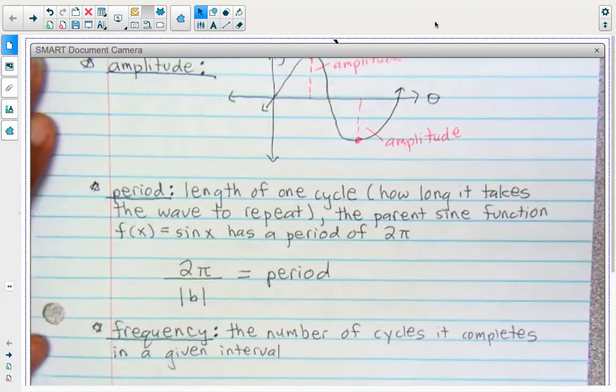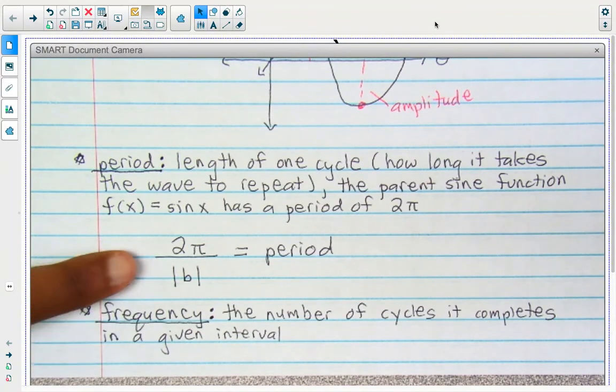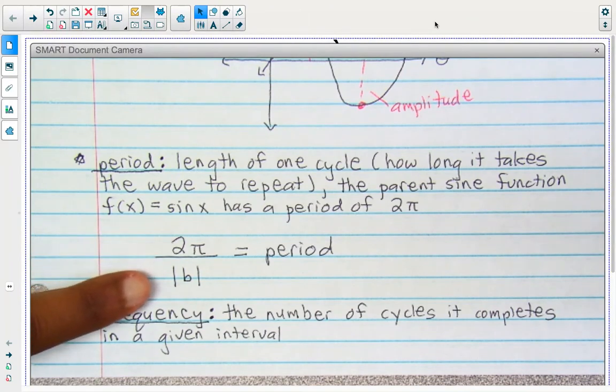So let's talk about period a little bit more. Period is the length of one cycle, how long it takes the wave to repeat. The parent sine function, as we talked about, has a period of 2 pi. So it'll be 2 pi units before the wave goes up and back down and then back to that same exact spot that it started with. So we can make the period shorter or longer. This is our formula for how we find the period. It's 2 pi over the absolute value of b.